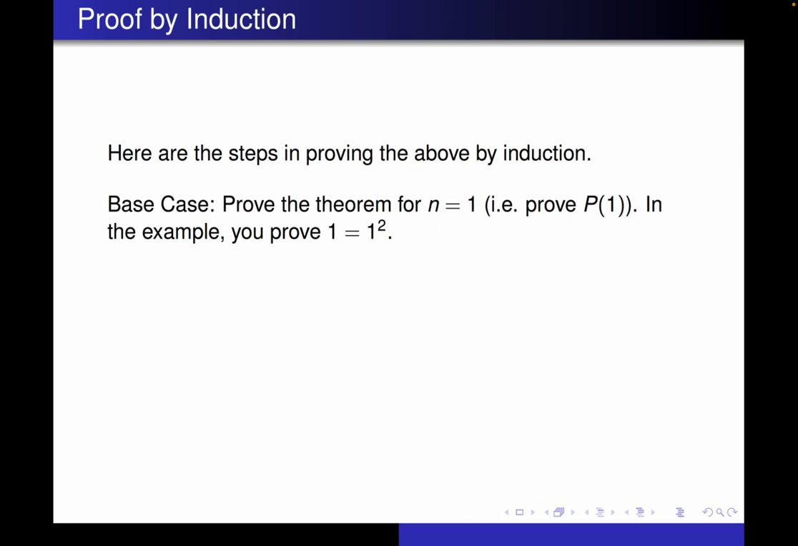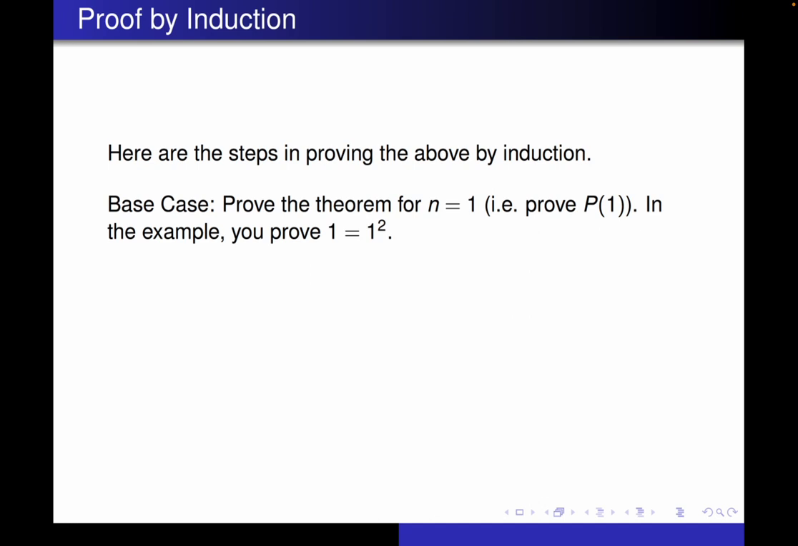So in the example, what you do is you go up to 2n minus 1 on the left-hand side of the equation. That means you're adding up all the odd numbers between 1 and 2 times 1 minus 1. So between 1 and 1, that's just 1. And then that should be equal to n squared, which is 1 squared. And yes, 1 is equal to 1 squared.